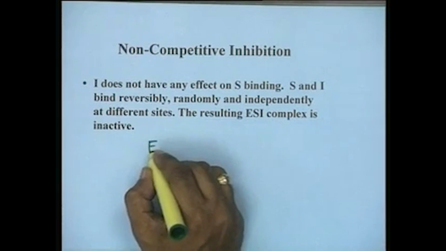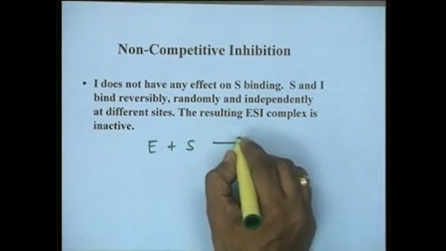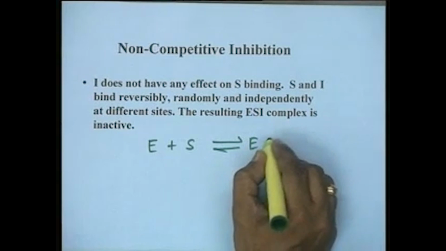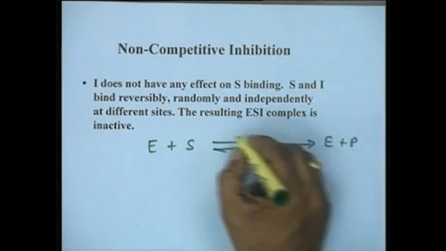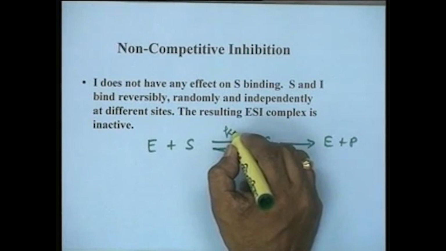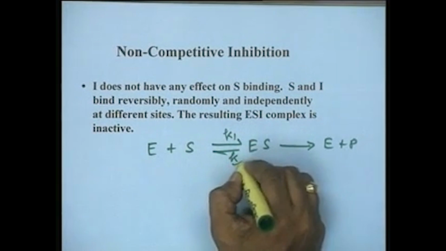the enzyme molecules that have bound both substrate as well as inhibitor, and therefore form the ESI complex, are functionally inactive. Therefore, one can look at the reaction mechanism as E plus S goes to ES goes to E plus P, the classical route of, let us say, K1, K minus 1 and K2.